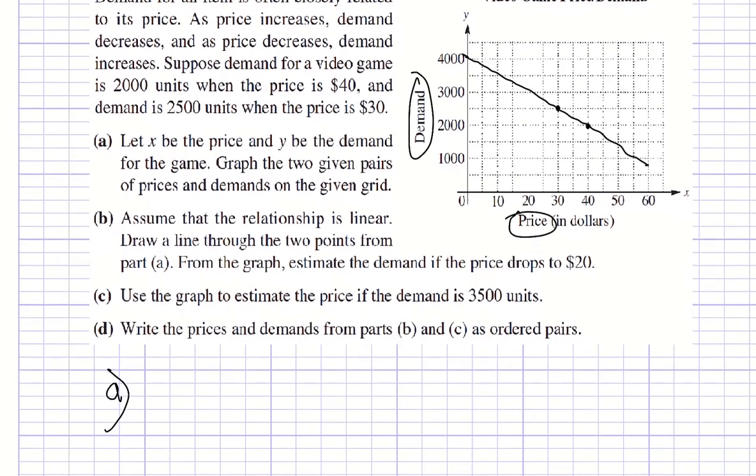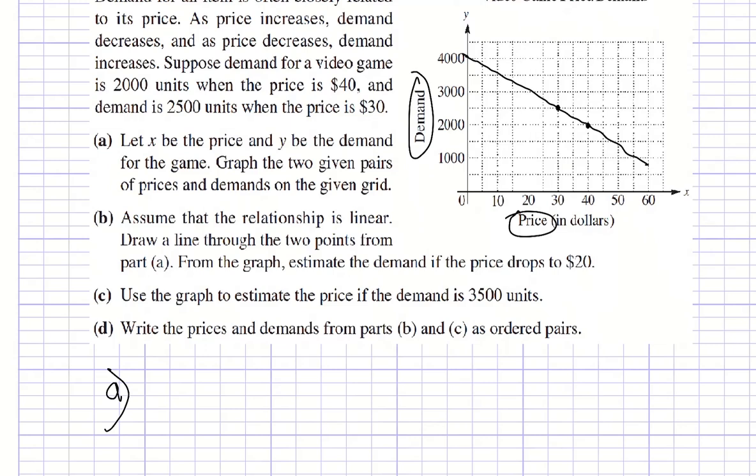It's B. Assume that the relationship is linear. Of course, it's linear. Draw a line through the 2 points from part A. Okay, I did. From the graph, estimate the demand if the price drops to $20. If the price drops to $20, what is the demand? Let me see. Go up here. Somewhere there. If the price drops to $20, the demand is 300 right there. You see, that's how you estimate that.